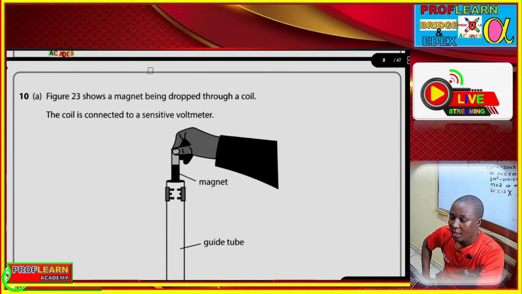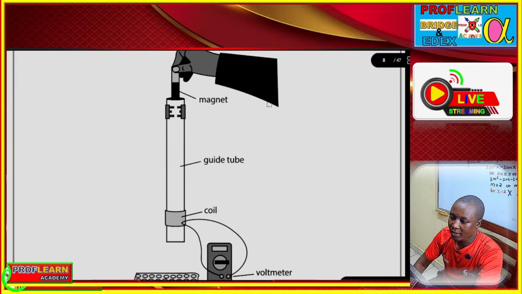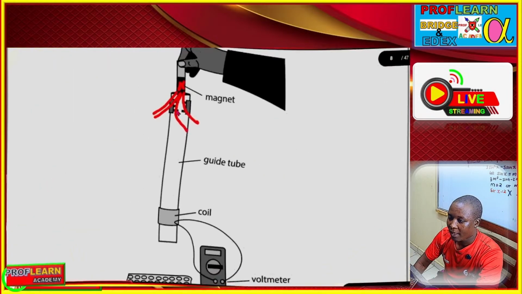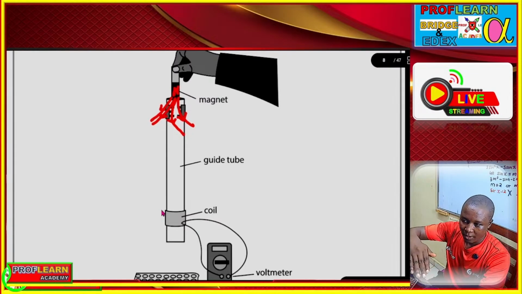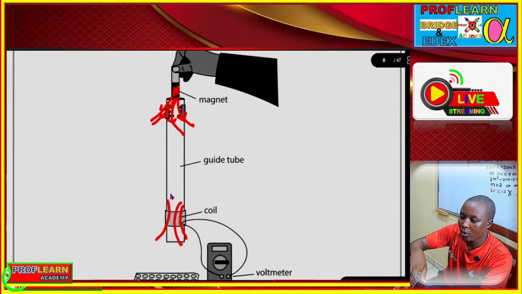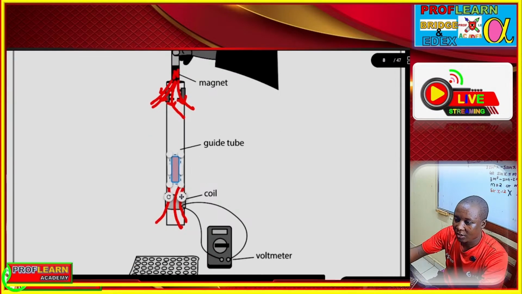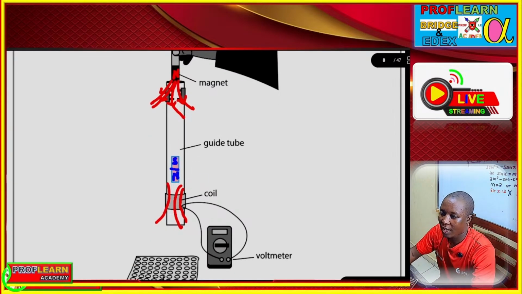Question number 10. Also in electromagnetic induction, we are told the figure shows a bar magnet that is dropped through a coil, and the coil is connected to a sensitive meter. So you can see we have a magnet at the top, and this magnet has a magnetic field. When it drops, the magnetic fields of this permanent magnet are going to cut through the coil. And when they cut through the coil, an EMF is induced in that coil, which the meter detects. So basically that's what we're going to have there.